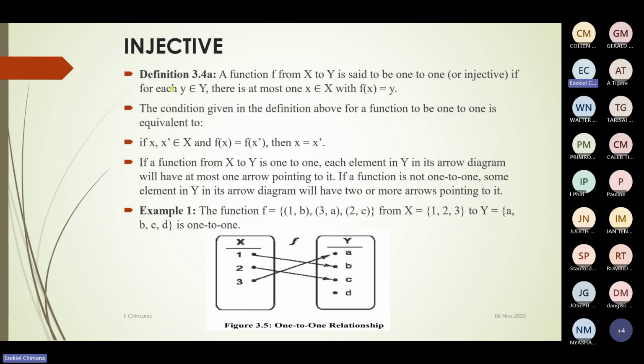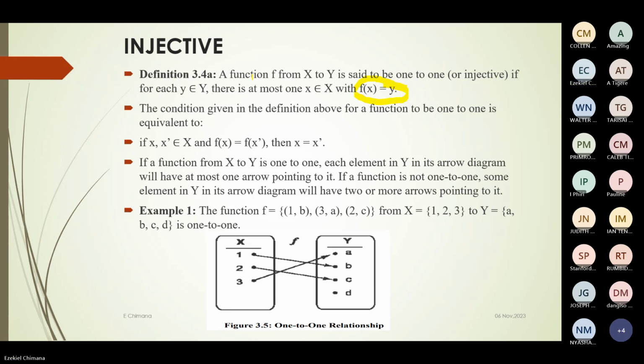Okay, so the definition of an injective function: a function f from X to Y is said to be 1-to-1 or injective if for each y an element of Y, there is at most one x an element of X, with f of x equal to y. Normally, these are the standard definitions. Sometimes you do not get it, the way that they are written.